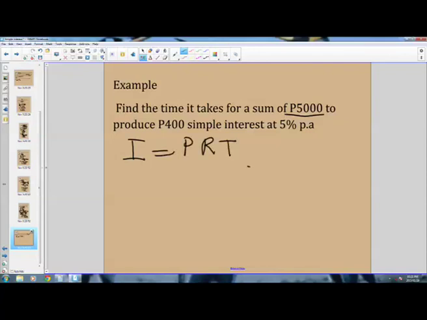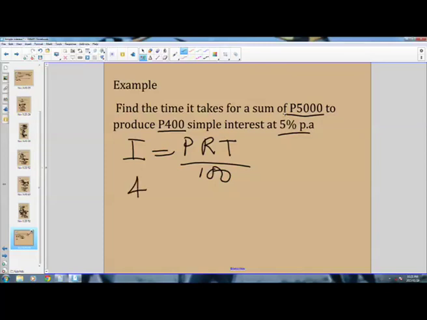PRT divided by 100. The principal amount, a sum of 5,000 pula, is the principal amount to produce 400 pula. This is the interest. We are told a simple interest, so this is the interest. And then the rate, 5%. So we are looking for the time. Let us remember that the time is given in years. So the answer that we are going to get should be in years. Let us substitute.